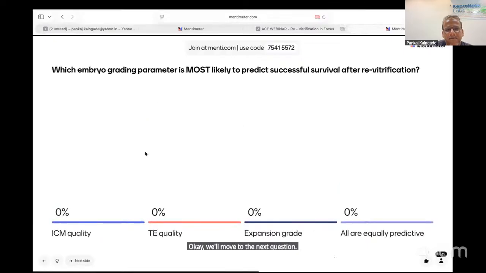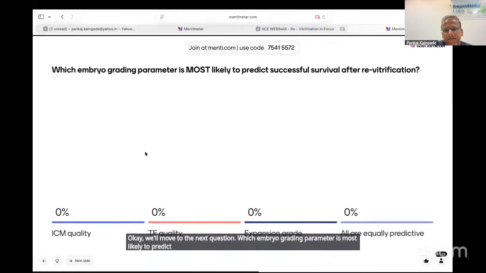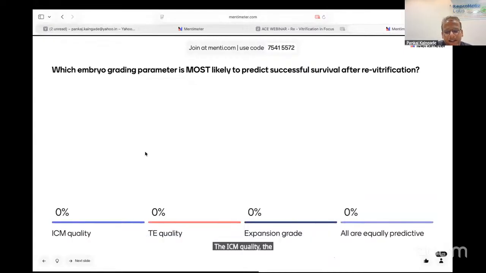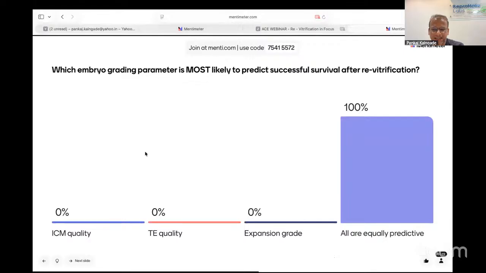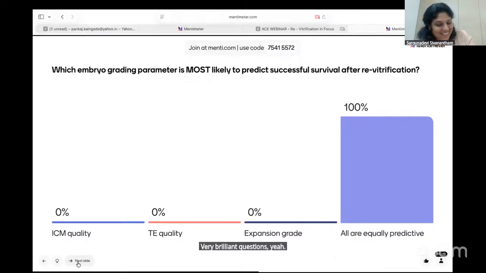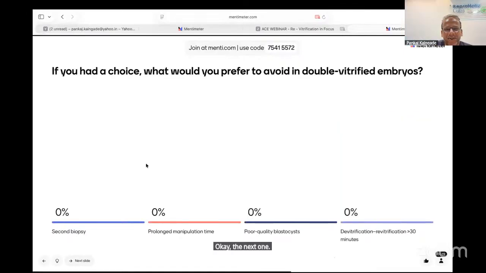Which embryo grading parameter is most likely to predict successful survival after revitrification? The ICM quality, the trophectoderm quality, the expansion grade, or all are equally predictive. Excellent. Unified here. Very brilliant questions.